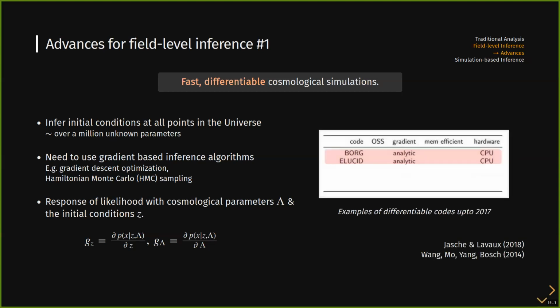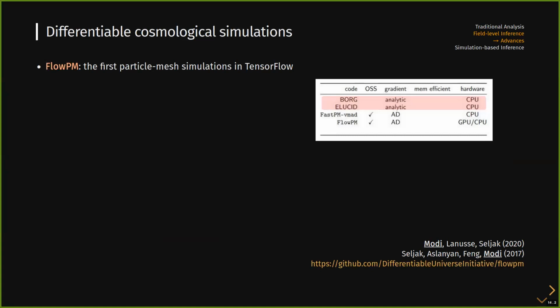So up till 2017, to the best of our knowledge, there were only two differentiable codes in existence. One was BORG and the other was LSST that Frank was part of. And here they had implemented gradients of the forward model analytically. But the problem was, both of these codes were closed source, so you could not use them in the community. And to overcome that challenge, in 2020, I wrote FlowPM, which is the first particle mesh simulation code written in TensorFlow. It's available online publicly at this link.